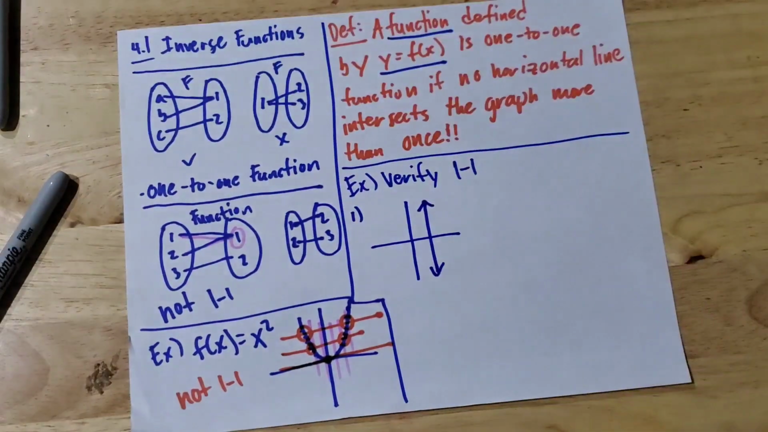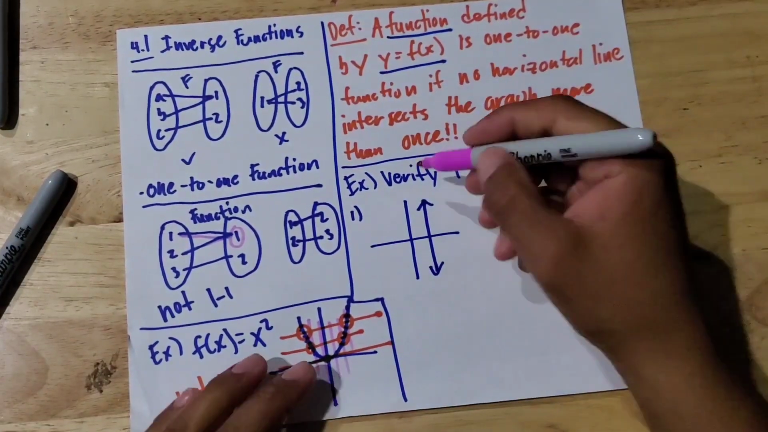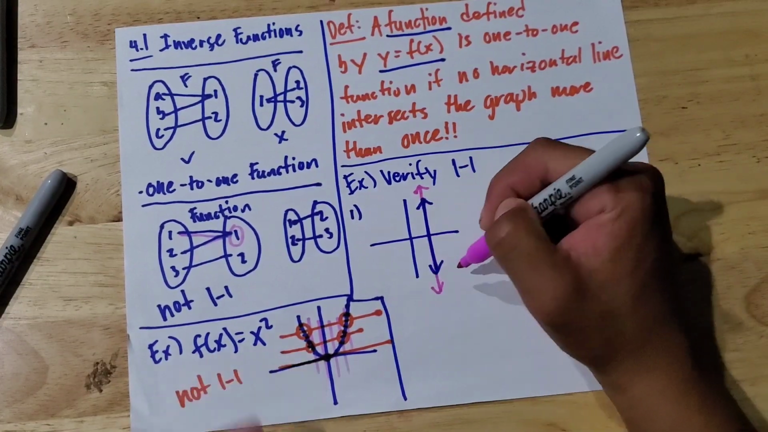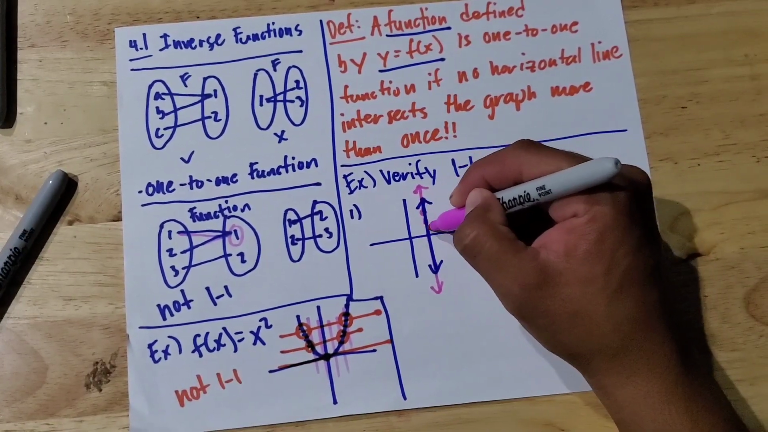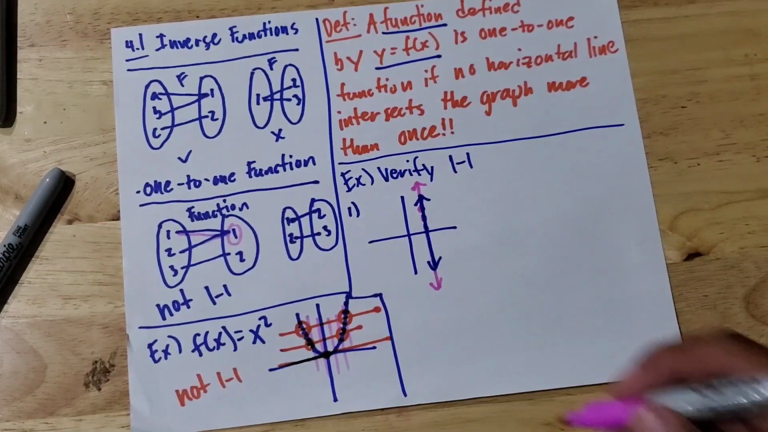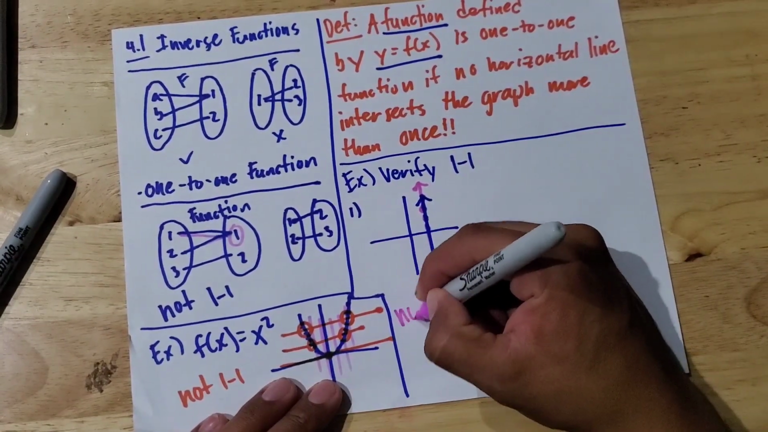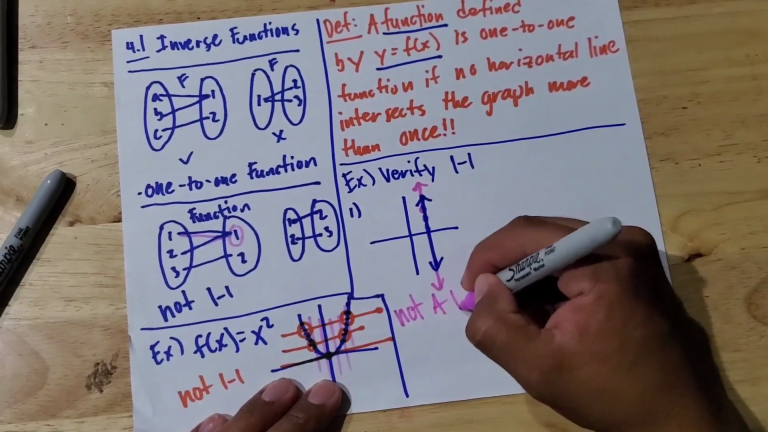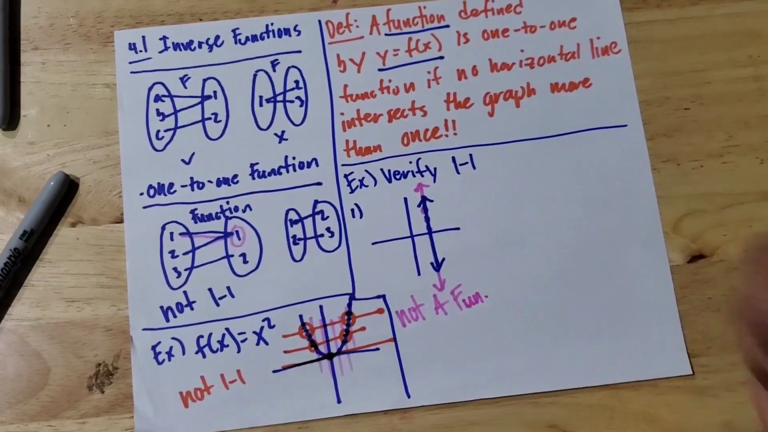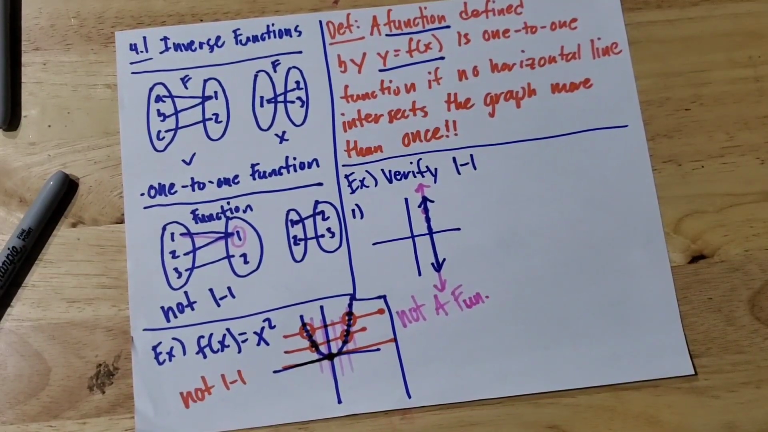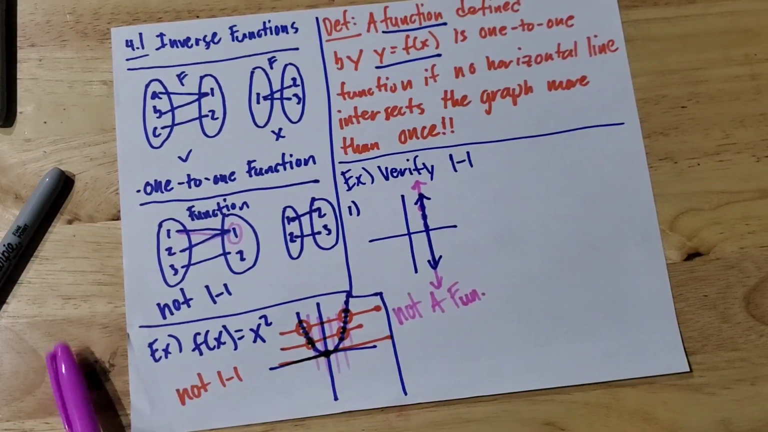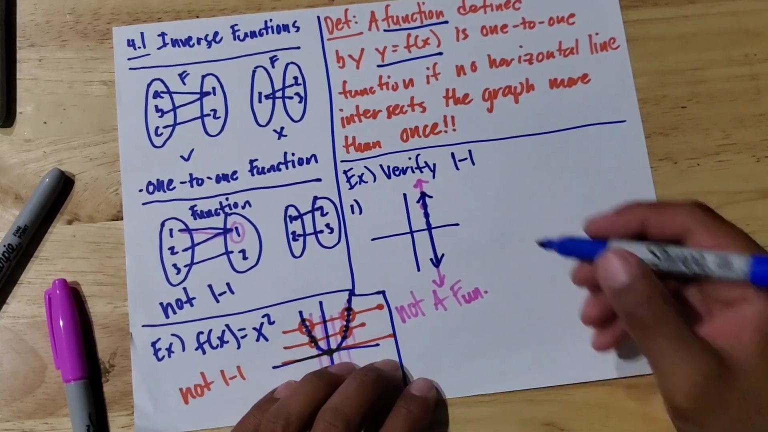I want to make sure that I'm dealing with a function. So if I do the vertical line test, I automatically know I'm intersecting this graph an infinite number of times vertically. Hence, this is not a function. If it's not a function, I'll put "not a function." So you can't begin to do the horizontal line test if it's not even a function to begin with. So it's just something to keep in mind.